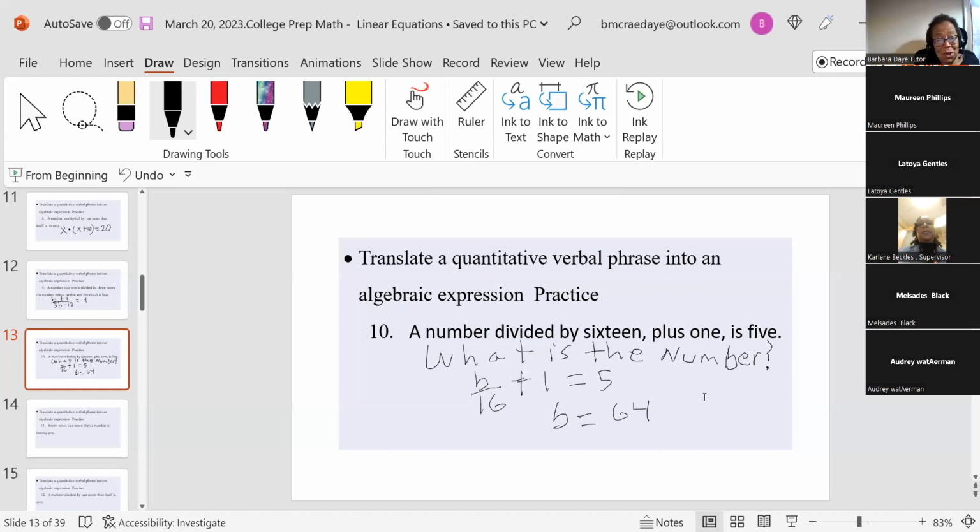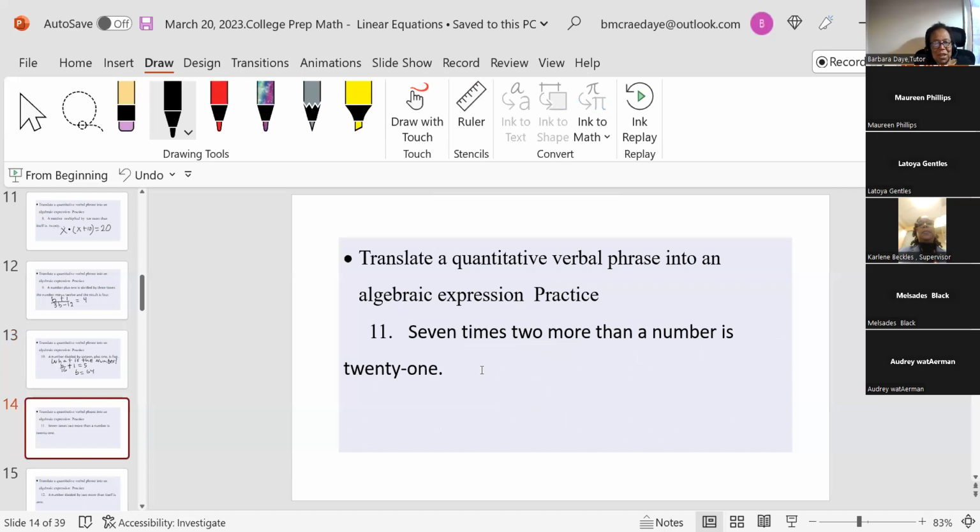Because sometimes you translate it to the algebraic, but sometimes we want to know what is the value of that variable. So that's why I wanted you to find it. Okay, let's take another one.